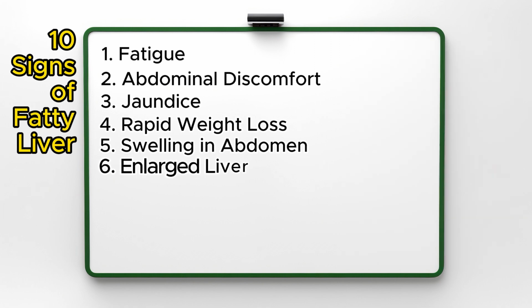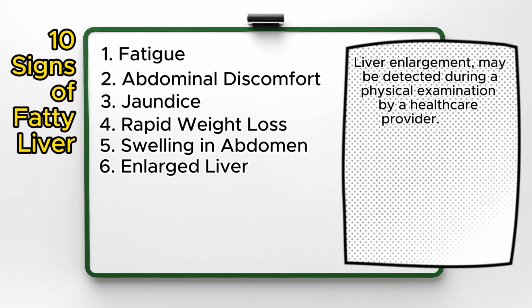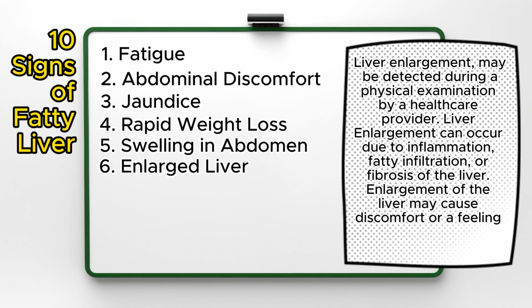Number 6. It's enlarged liver. Liver enlargement may be detected during a physical examination by a healthcare provider. Liver enlargement can occur due to inflammation, fatty infiltration, or fibrosis of the liver. Enlargement of the liver may cause discomfort or a feeling of fullness in the upper right abdomen.